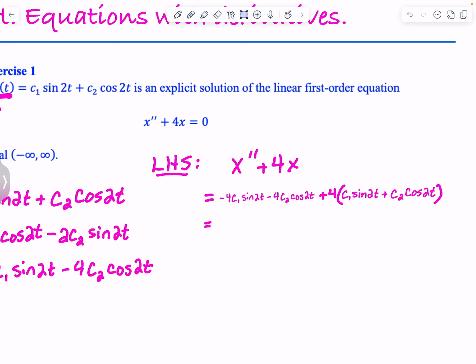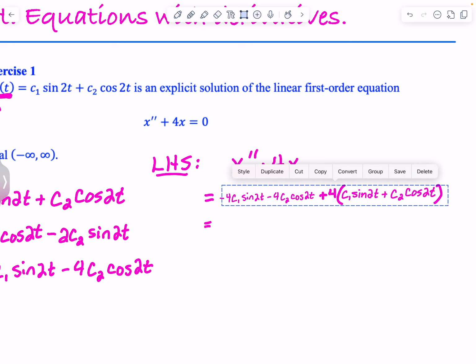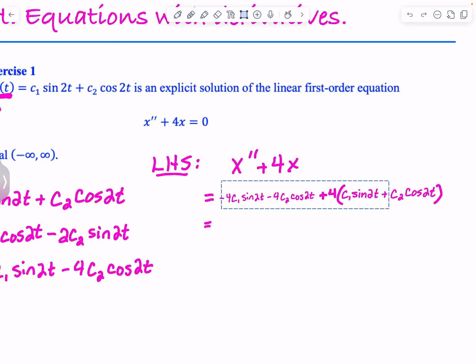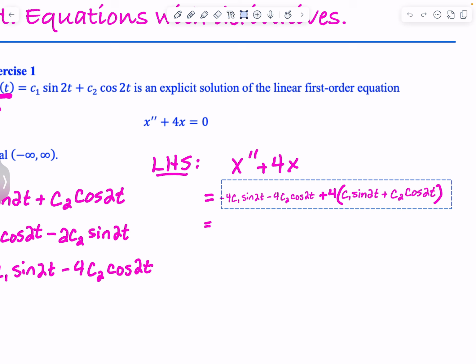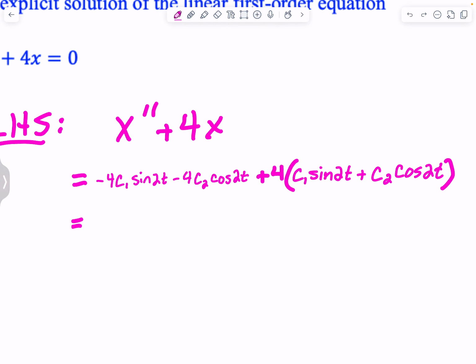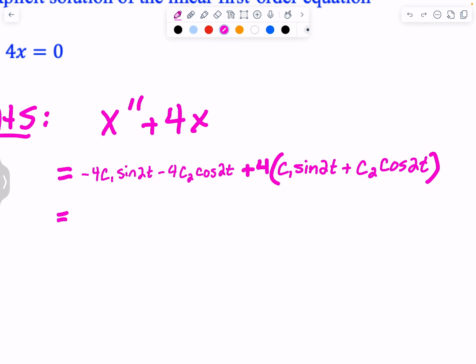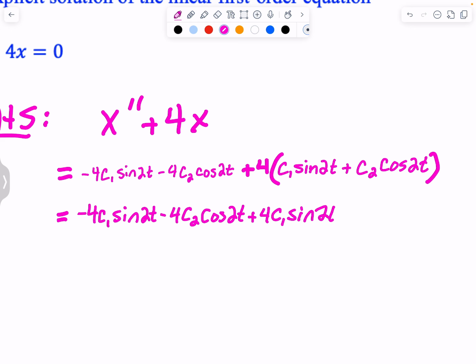I'm going to get the same thing up front. I was going to duplicate it because that 4 can distribute, but I don't get to cheat. So let's write it out. I'm going to zoom in and write real small. So I get negative 4 c1 sine 2t minus 4 c2 cosine 2t plus 4 c1 sine 2t plus 4 c2 cosine 2t, and that equals 0, which equals the right-hand side.